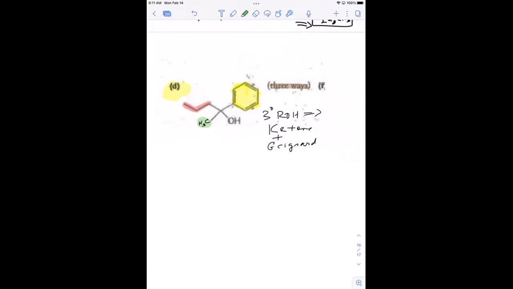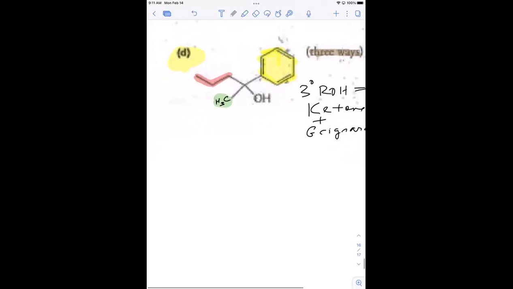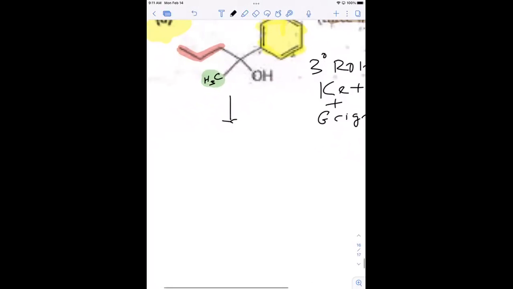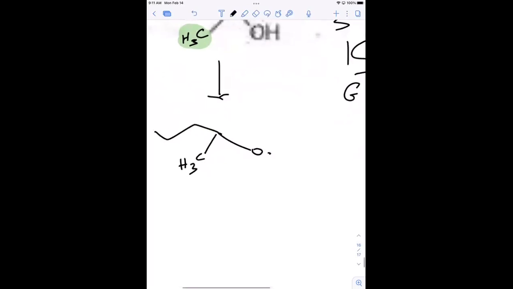how would you get these 3? That's the question. So let's start with the aromatic, because they're all going to come from the same intermediate. So let's do this. This is CH3. This is OH. I'm going to go ahead and make this into the intermediate, O minus MgBr, and then this is the aromatic ring.